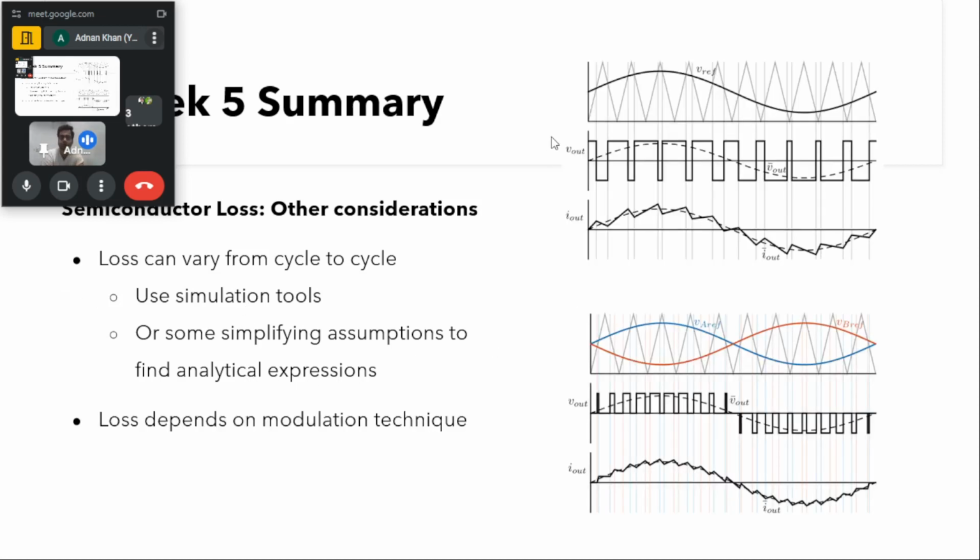Also, we have to take into account the modulation strategy here as well, and we know that the losses might change with the modulation strategy. As you can see at the top, there is a bipolar modulation, and at the bottom there is a unipolar modulation, and you can see the ripple in the output current in the two cases is different.